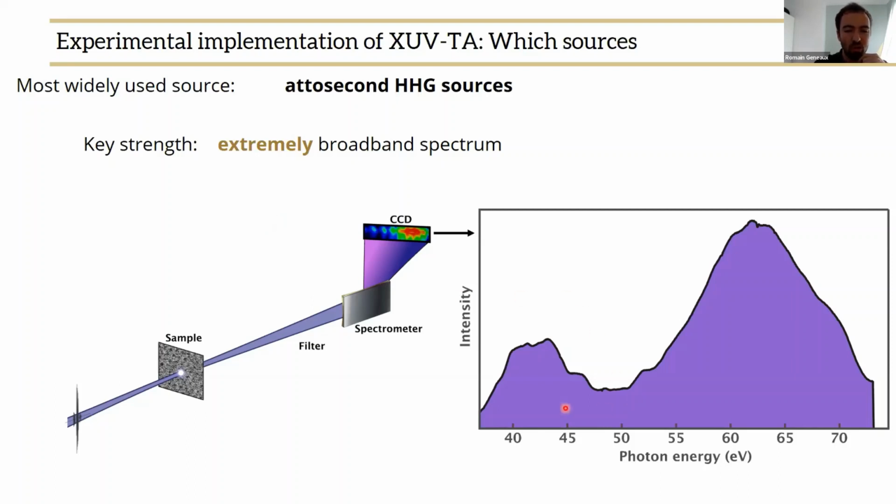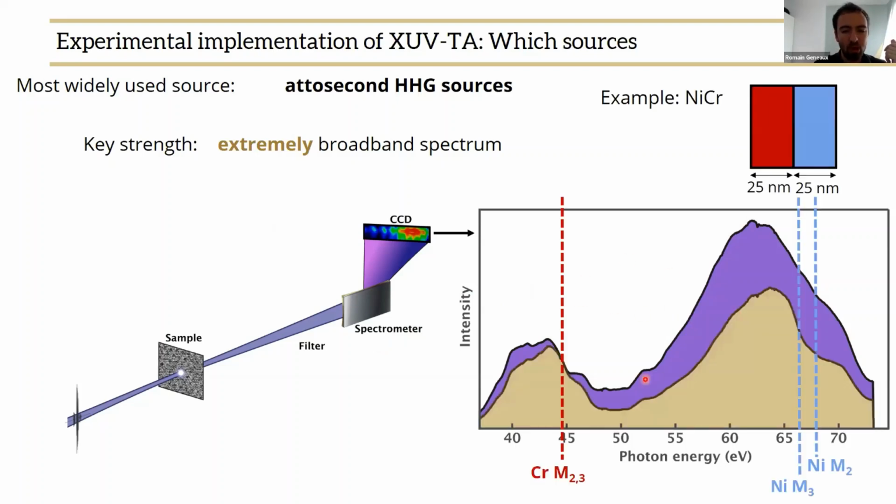And so here I've shown the spectrum of an isolated attosecond pulse. So you see this, in this case, it's extremely continuous. And the idea is that now if you add a sample inside your beam path like this, here I've taken the example of just a nickel chromium sample.